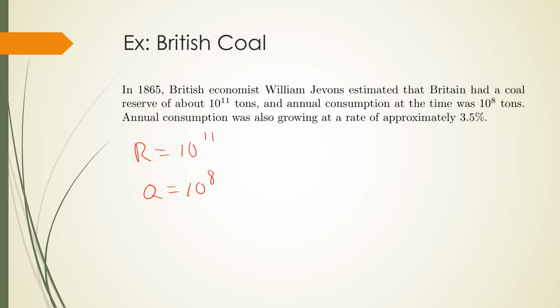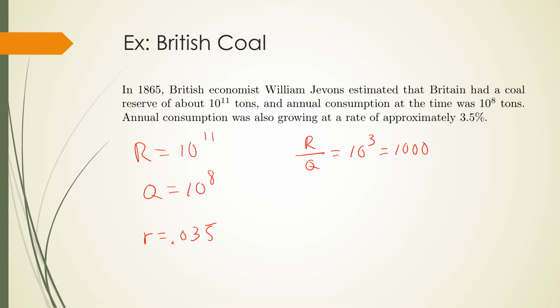Now, note that if consumption was constant, we would look at the static reserve index, calculating R over Q, which comes out to be 10 to the 3rd, or 1,000. That is, if coal consumption remained flat, coal reserves would last 1,000 years. From a practical standpoint, this is almost an inexhaustible supply. But importantly, coal consumption in Britain was growing at about 3.5% per year. That is, R is equal to 0.035.